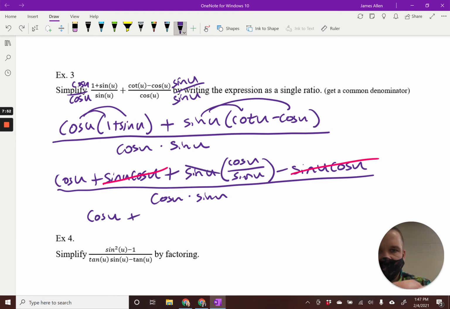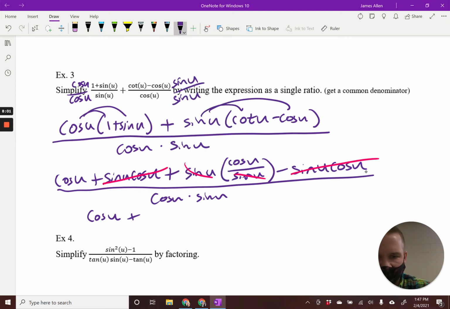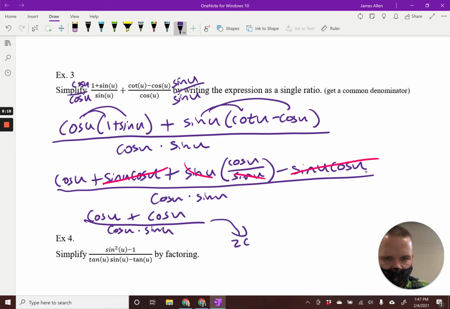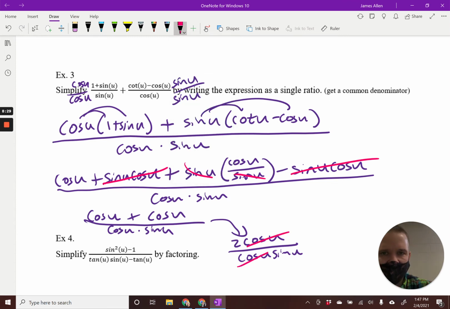Let me get that in the same pink marker here. And then I'm left with cosine of u all over cosine of u times sine of u. So what I have here, normally I'd like to be working down, so I would have 2 cosine of u over cosine of u sine of u. But I'm not done yet. Now my cosines will cancel out. And that's dope. So now I have, we're still not done.